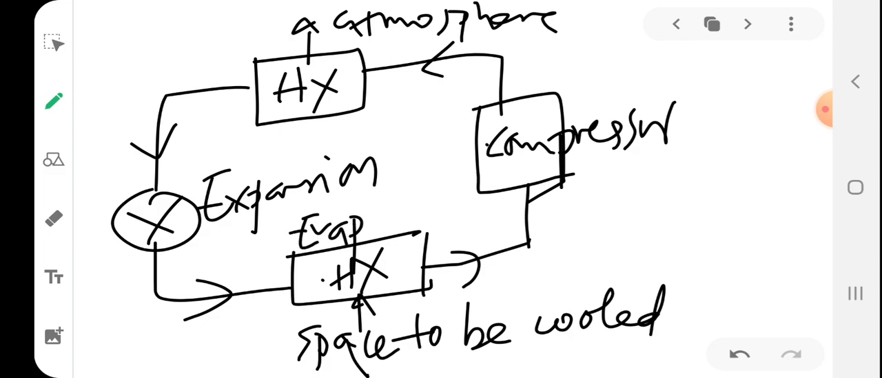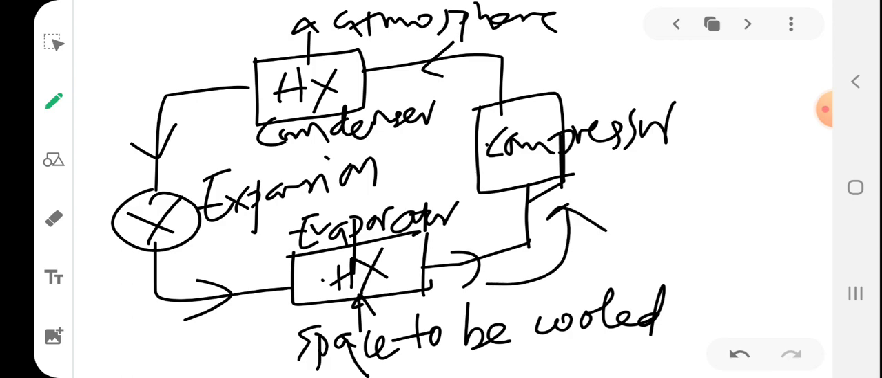The heat exchanger present in the space to be cooled is an evaporator, and the heat exchanger which rejects heat to the atmosphere is the condenser. So what is happening to the refrigerant in the evaporator? The refrigerant absorbs heat from the space to be cooled and gets evaporated, and the heat absorbed is used as latent heat for converting it from liquid to vapor. At the evaporator, the refrigerant is initially in liquid form. It absorbs heat and becomes vapor, and this vapor moves to the compressor. The compressor increases its pressure and temperature above atmospheric condition, and in the condenser it rejects heat to the atmosphere. Here the refrigerant is in vapor form.